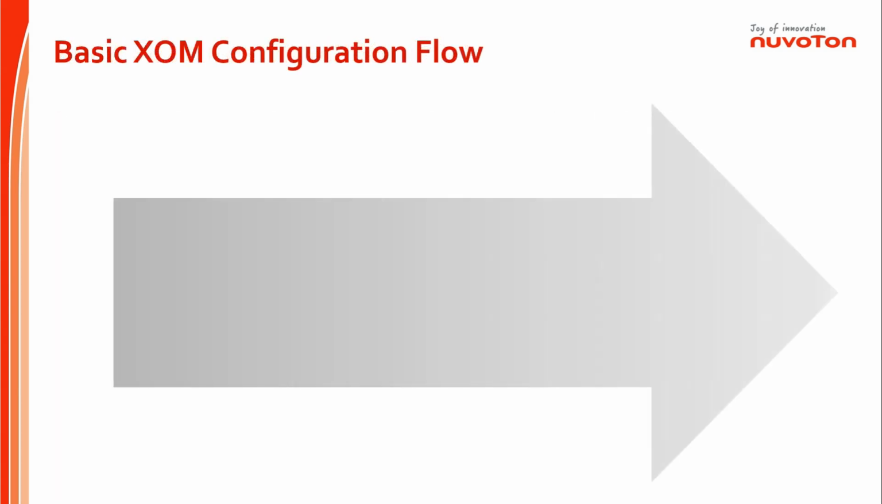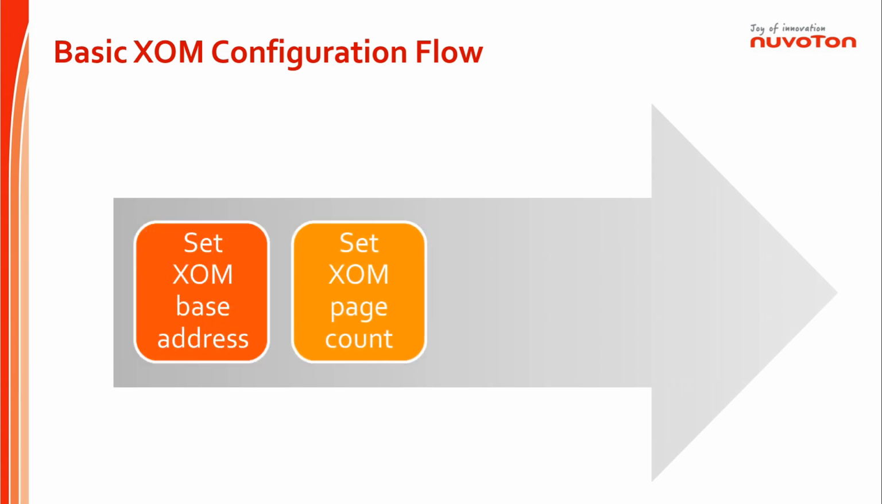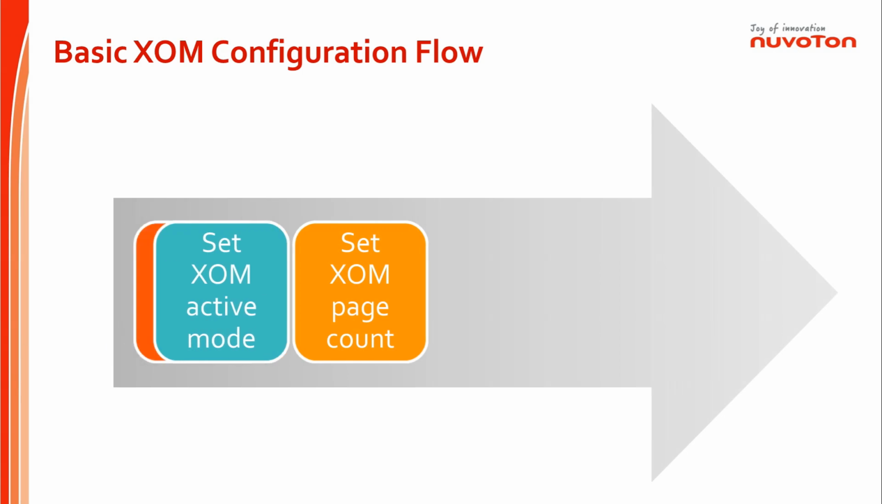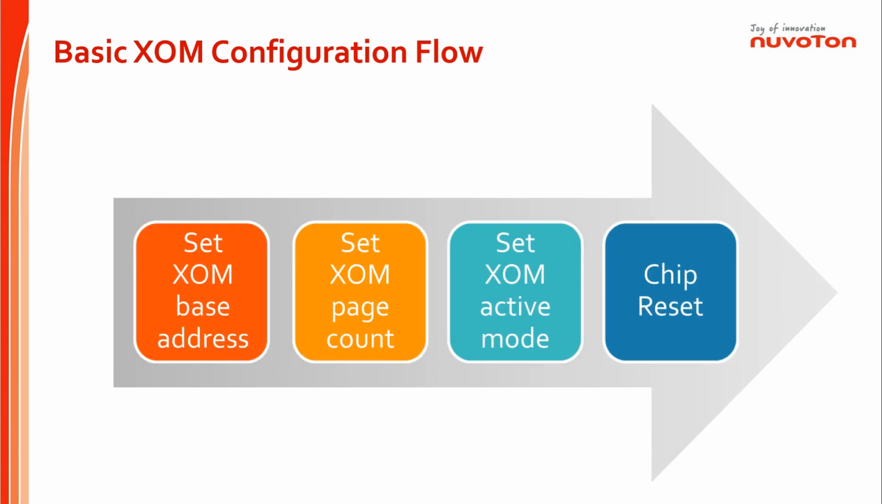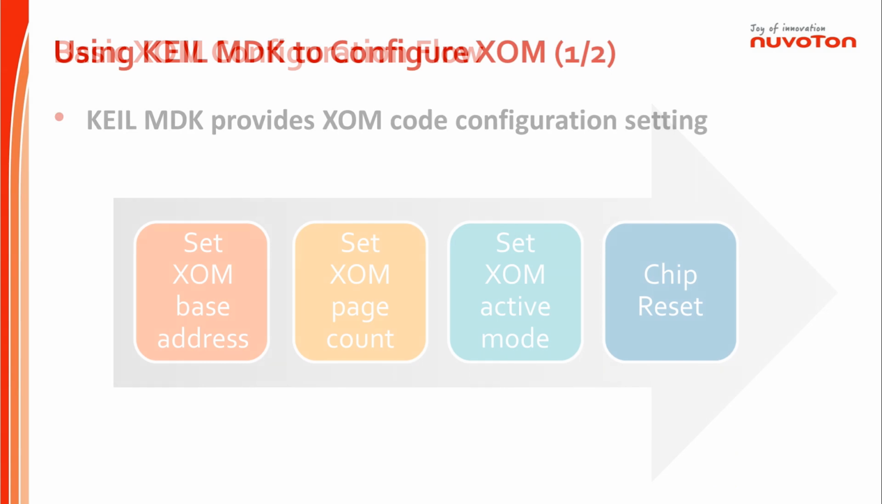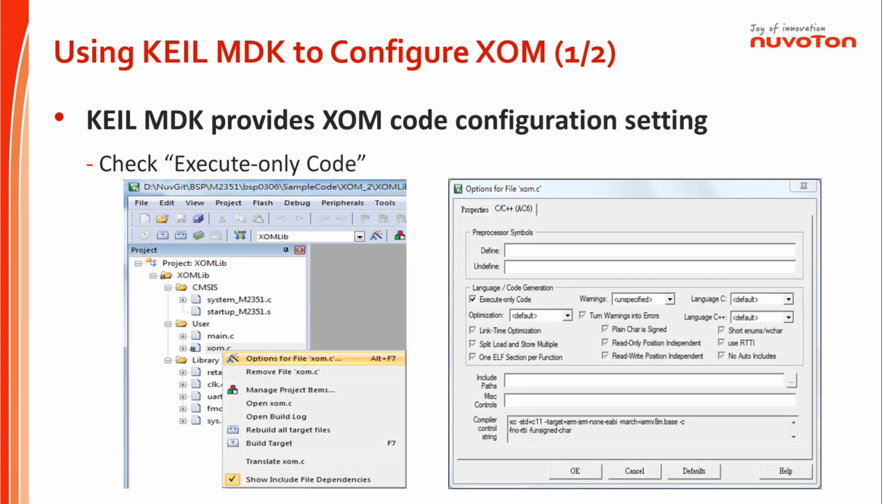When configuring the XOM region, the user needs to set the start address, page count, size, and control mode at the same time, and finally reset the chip. After the chip reset, the XOM region will be active. Because the code in the XOM region needs to be execute-only, the Keil compiler has an execute-only code option that allows users to set it easily.